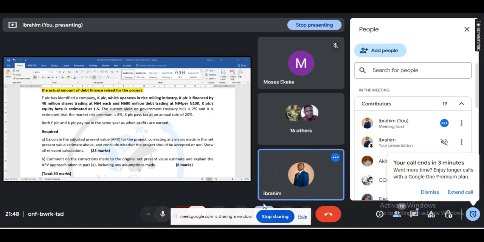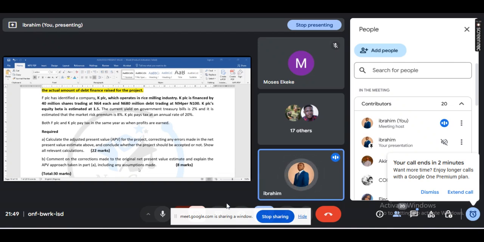Class, you can see that the knowledge of cost of equity presupposes adjusted present value. You need to understand risk adjusted cost of capital before we talk about capital budgeting, as well as cost of capital.